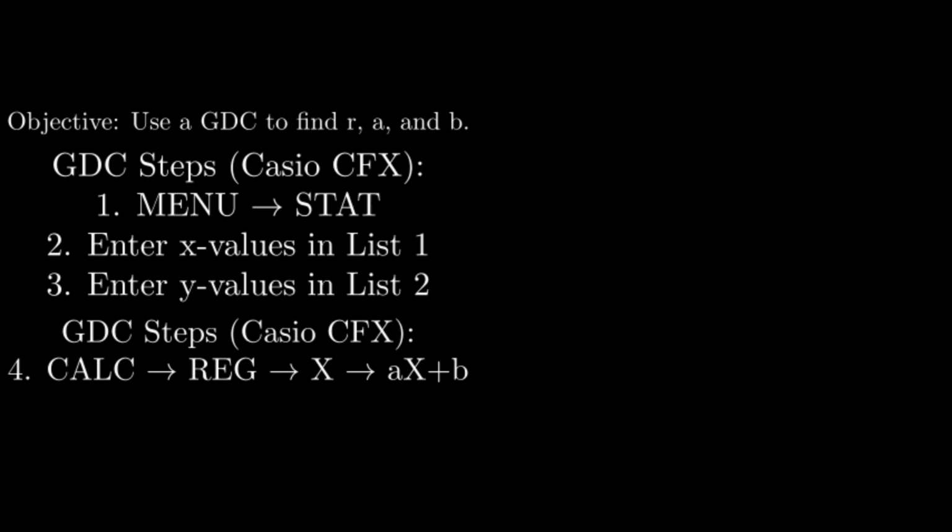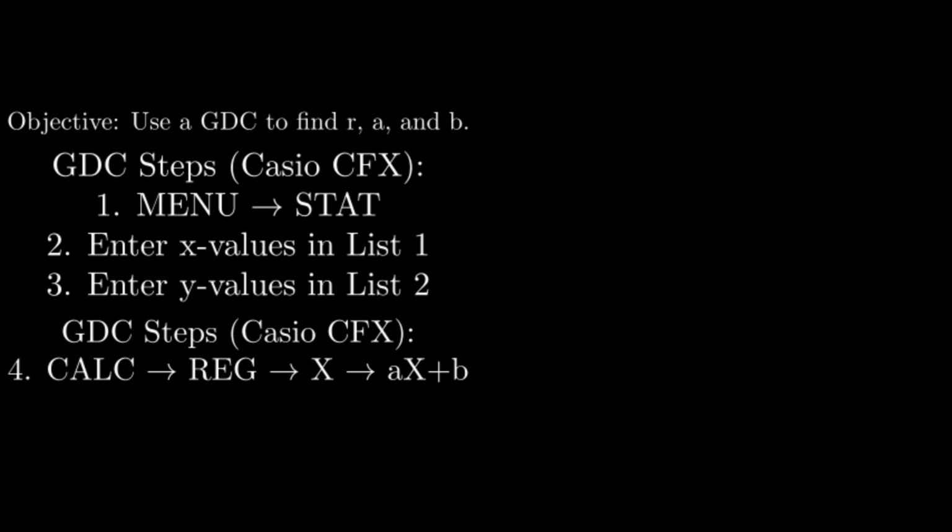Once the data is entered, you'll go to the Calculation menu. From there, you select Reg for regression, then X because our equation is in terms of x, and finally ax plus b to specify a linear model. After you select this, the calculator will display the values for A, B, and the correlation coefficient R.